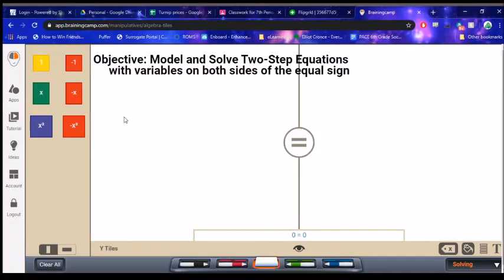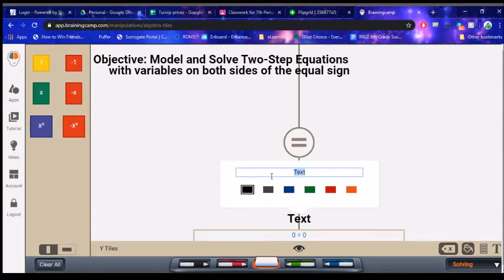Hi everyone, today we're going to be modeling and solving two-step equations with variables on both sides of the equal sign. We're going to be doing this in an app called Braining Camp. So essentially it's just algebra tiles online. To do this, we're going to use these green blocks with an x in them to represent x. That's our variable. So every green block represents one x, and every yellow square block represents 1.